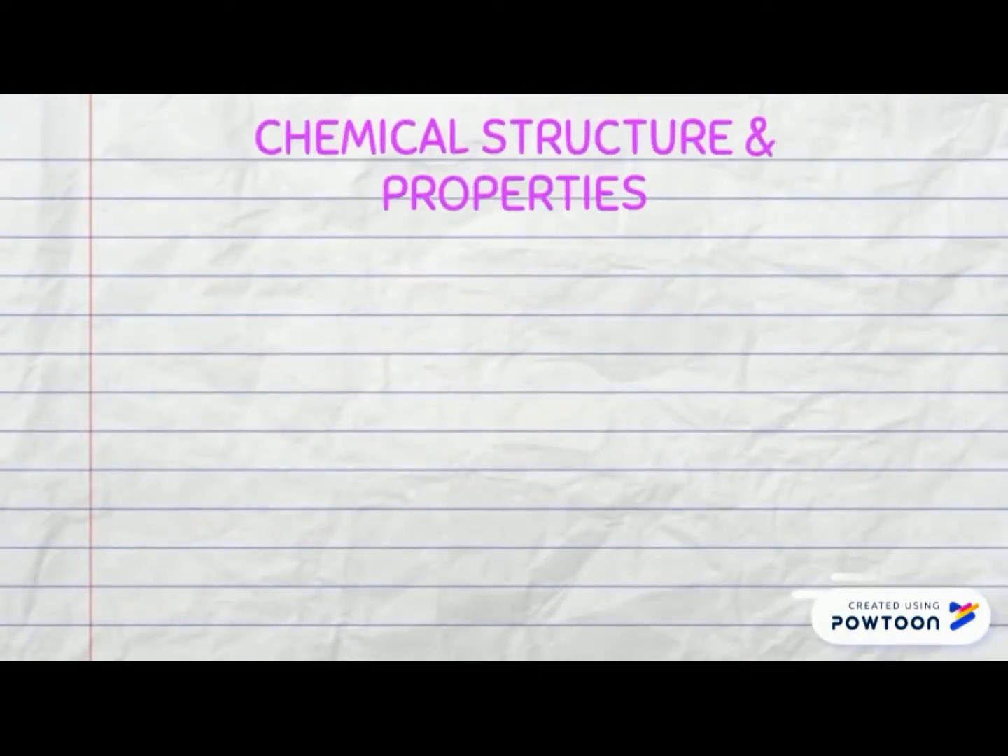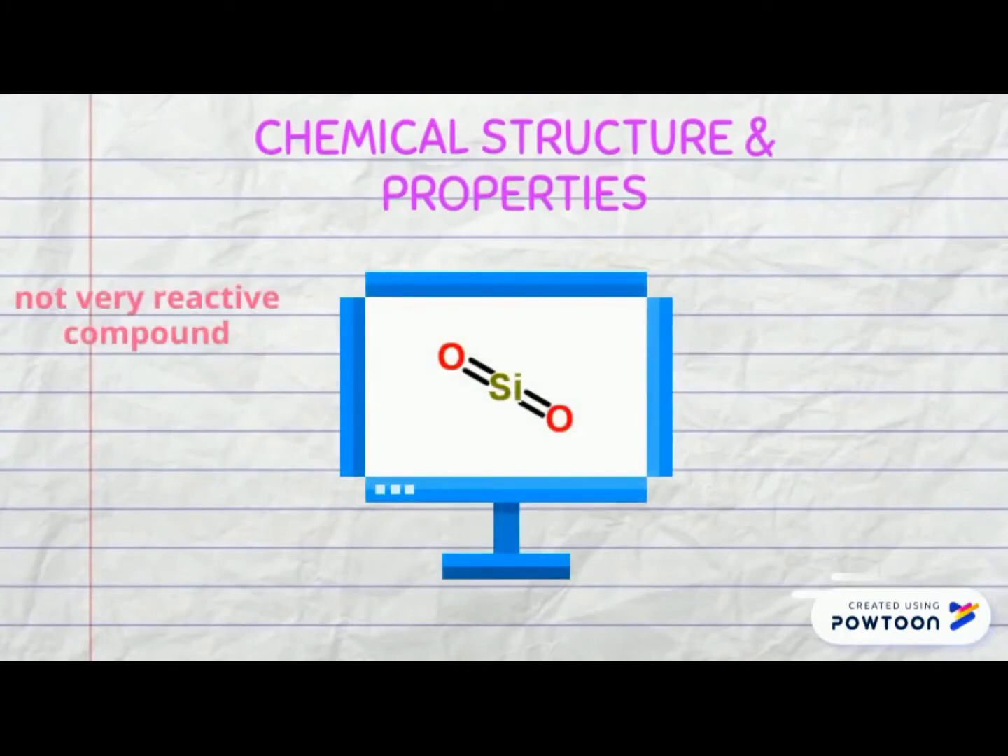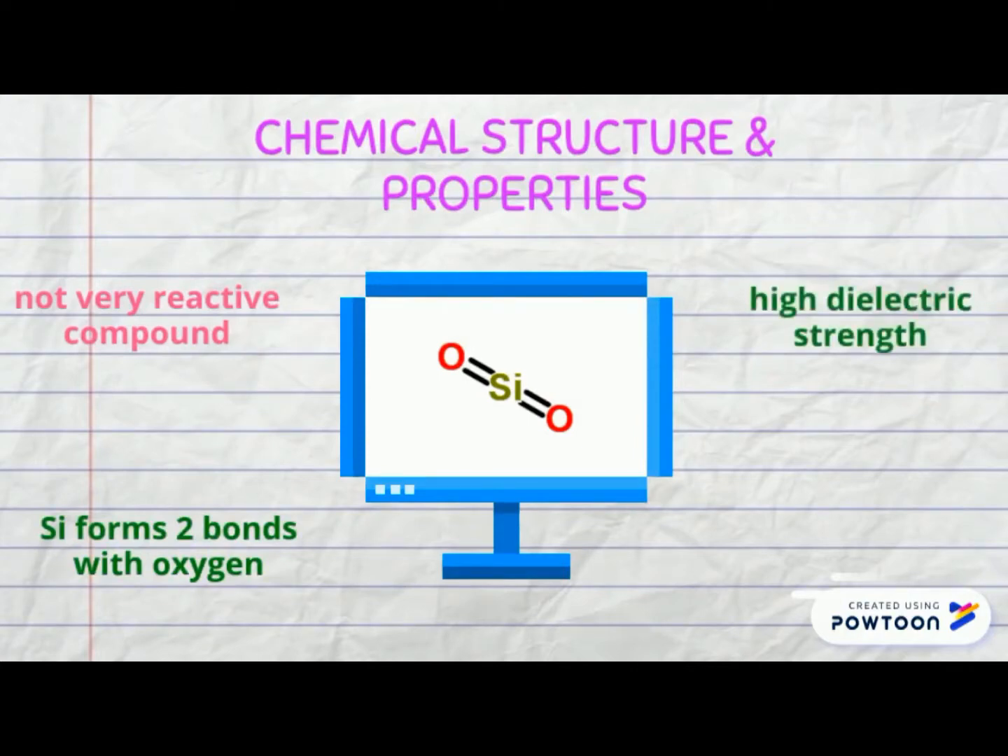As for the chemical structure and properties, silicon dioxide is not a very reactive compound. This is because Si forms two double bonds with oxygen. Moreover, it has a high dielectric strength, so it is used as an insulator and semiconductor.